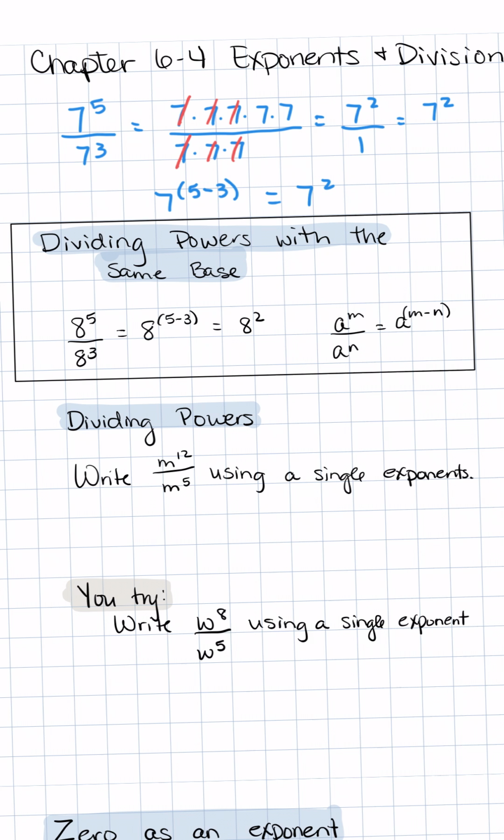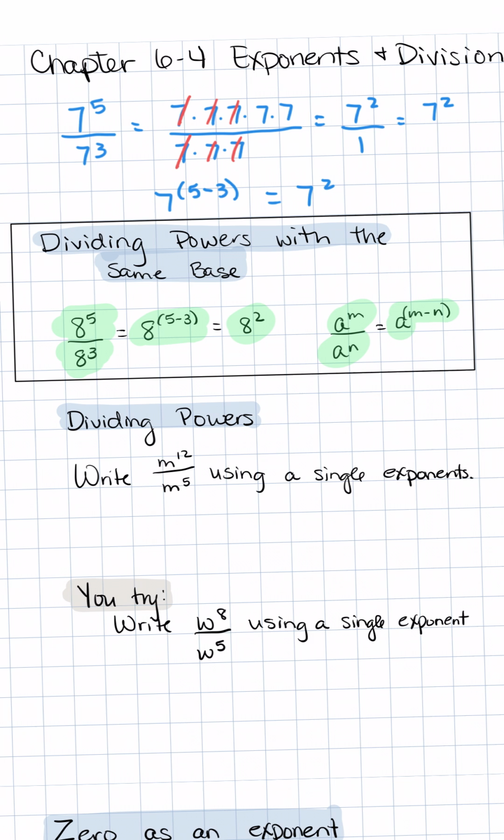So down here, you'll see that if we had 8 to the 5th power divided by 8 to the 3rd power, it's just like subtracting them. We get 8 to the 2nd power. If you are not using numbers, if we're looking at it algebraically, we have a to the m power divided by a to the n power equals a to the m minus n power.